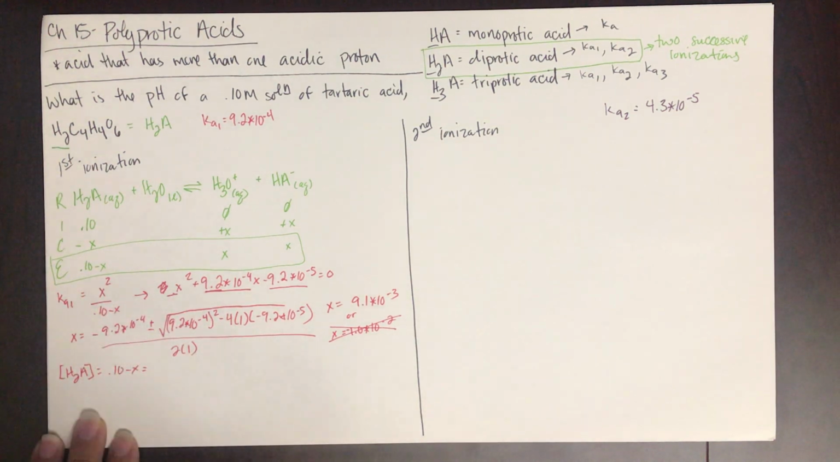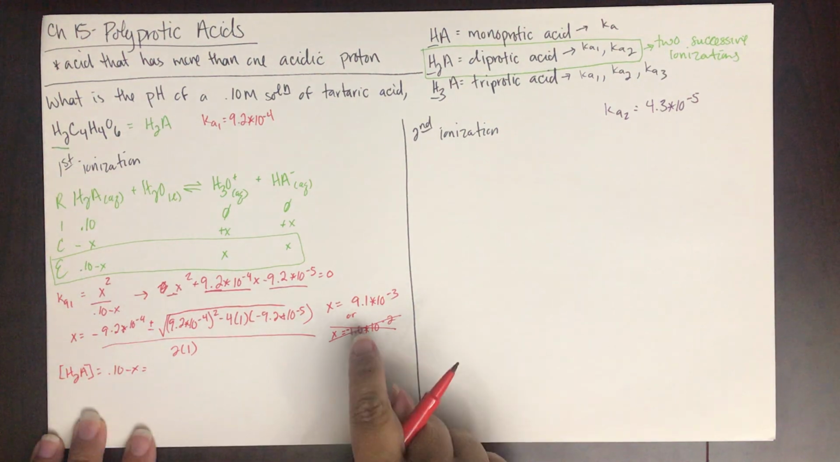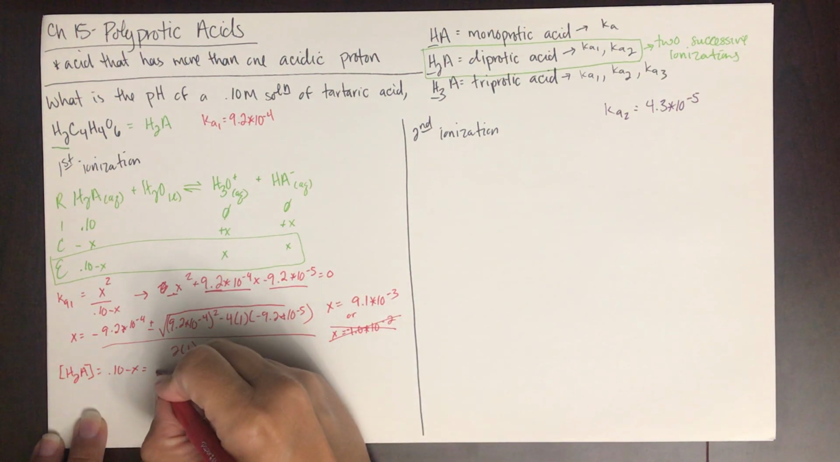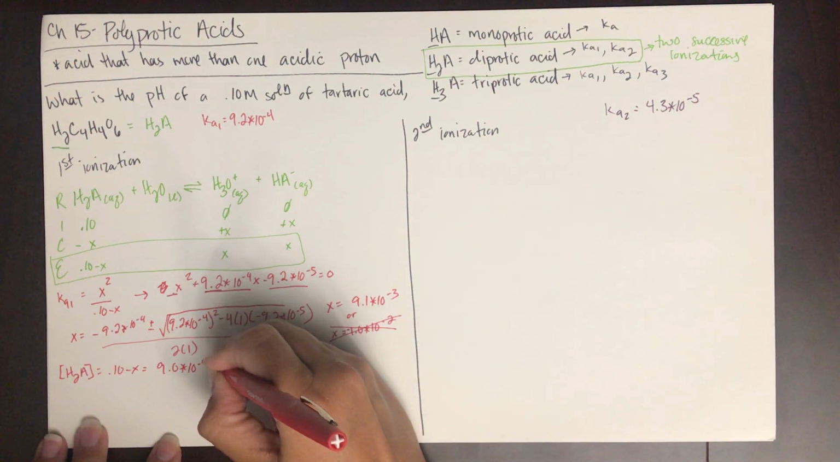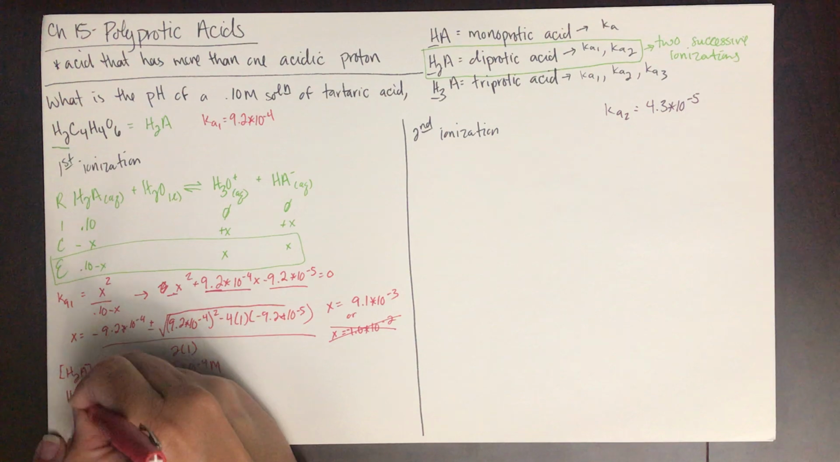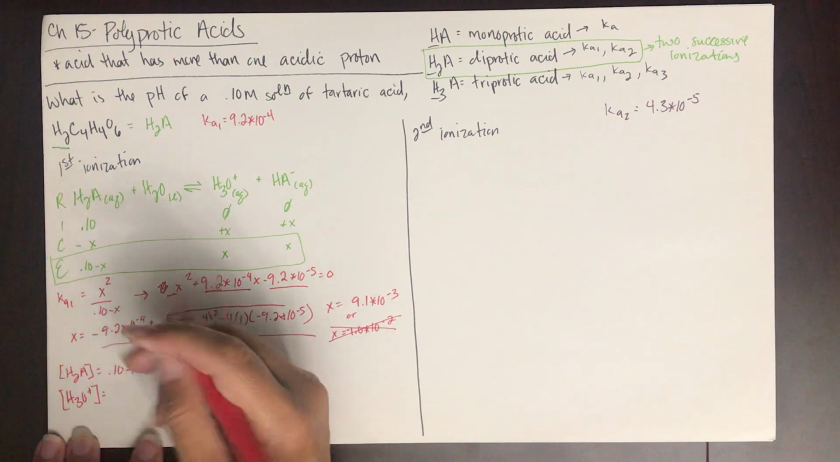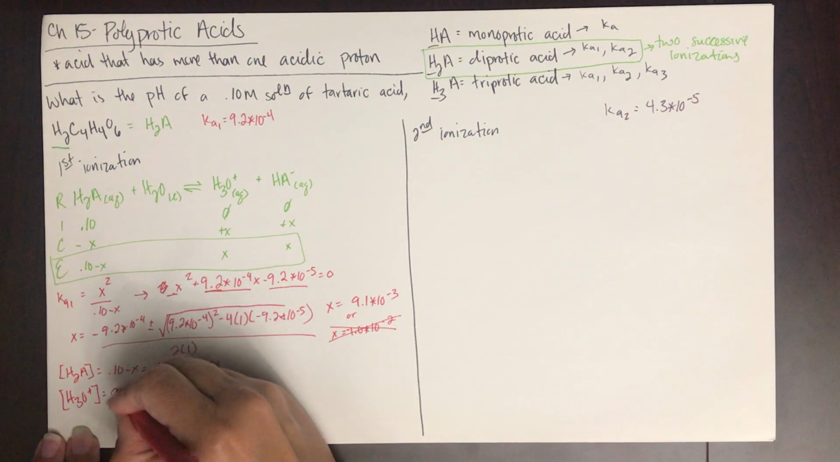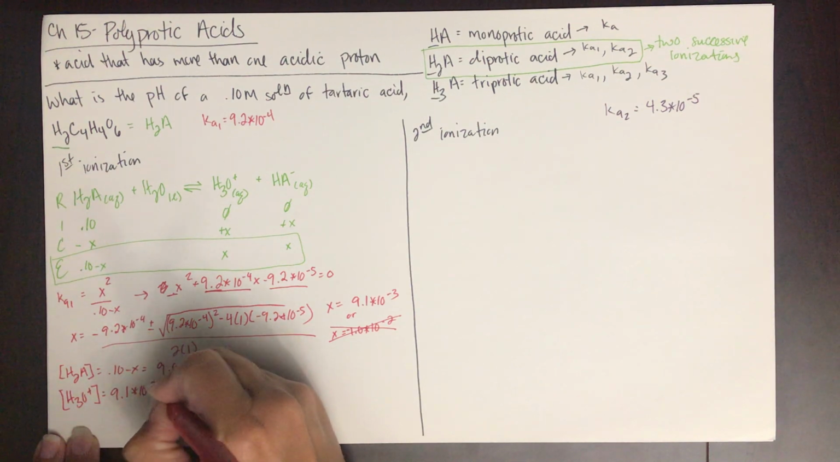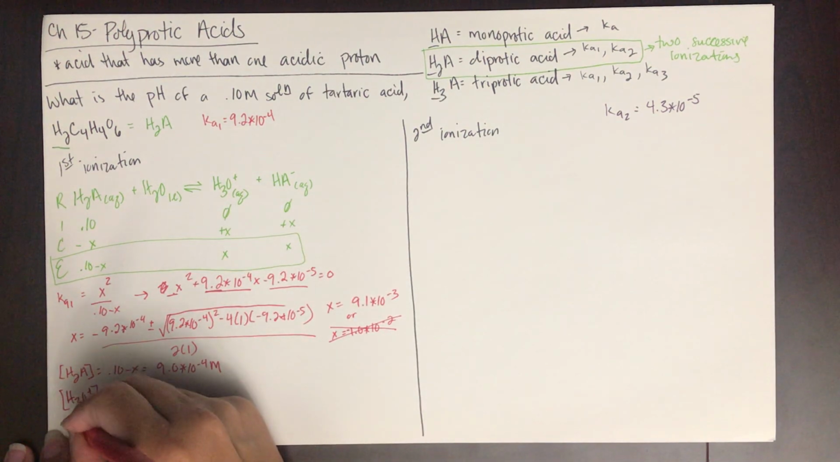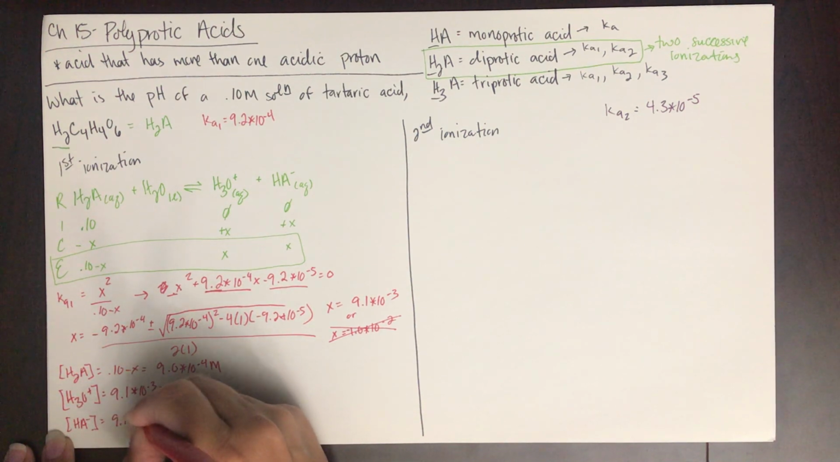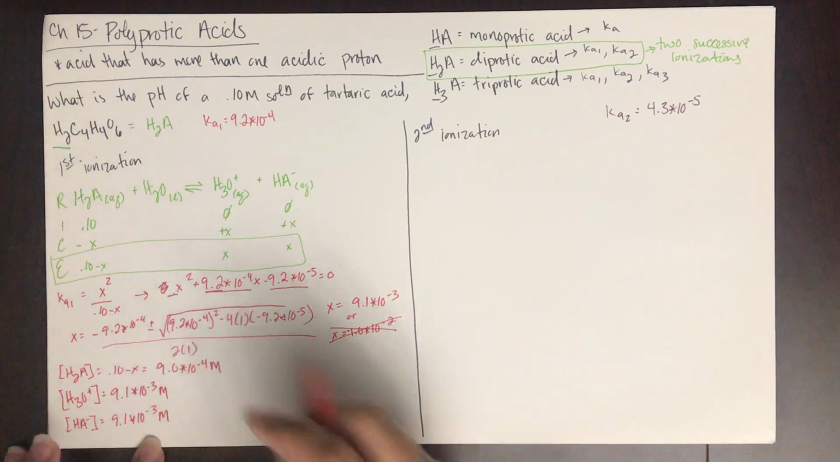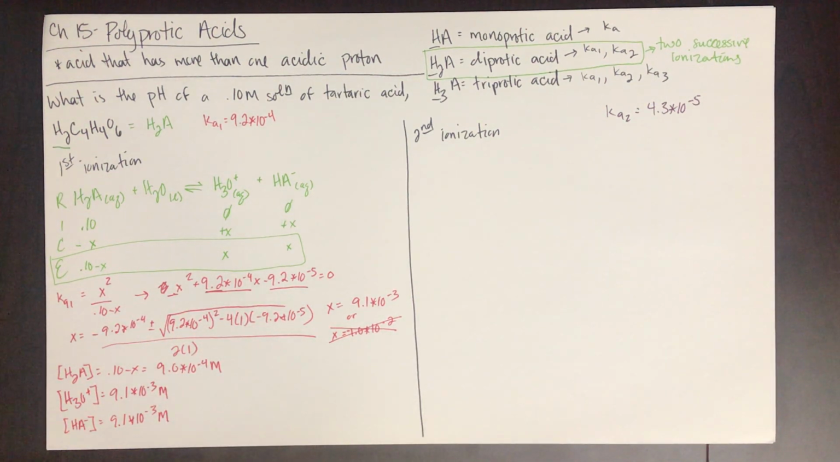0.10 minus x, so 0.10 minus 9.1 times 10 to the negative 3 is going to be 9.0 times 10 to the negative 4 molar. The concentration of hydronium at the end of the first ionization is going to be x, 9.1 times 10 to the negative 3 molar. And the concentration of the conjugate base is also x, 9.1 times 10 to the negative 3 molar. This is the end of the first ionization. This is not the end of the problem.